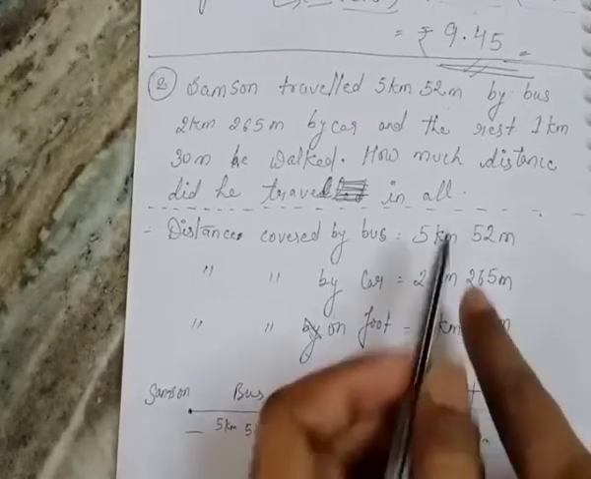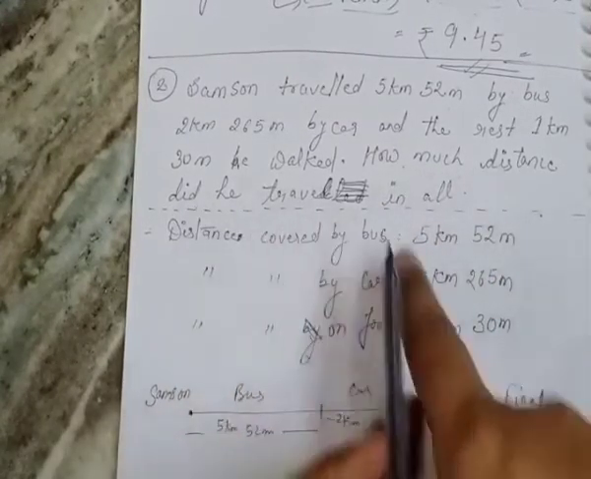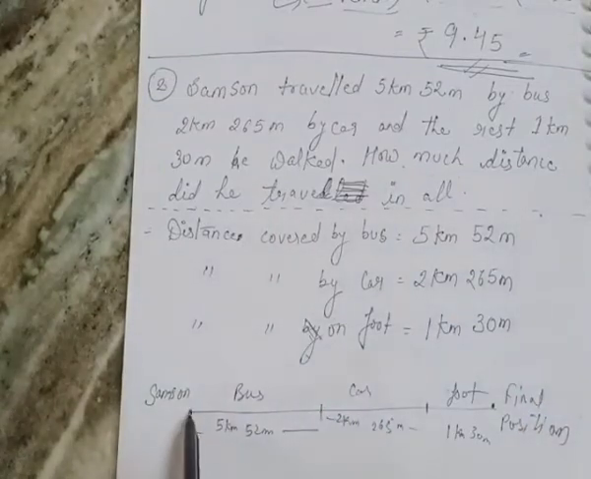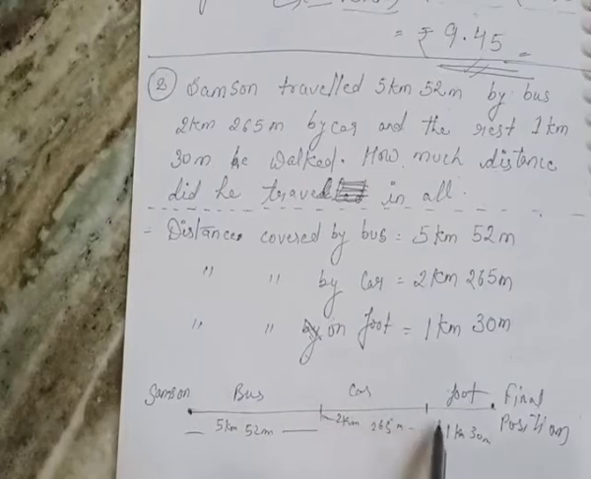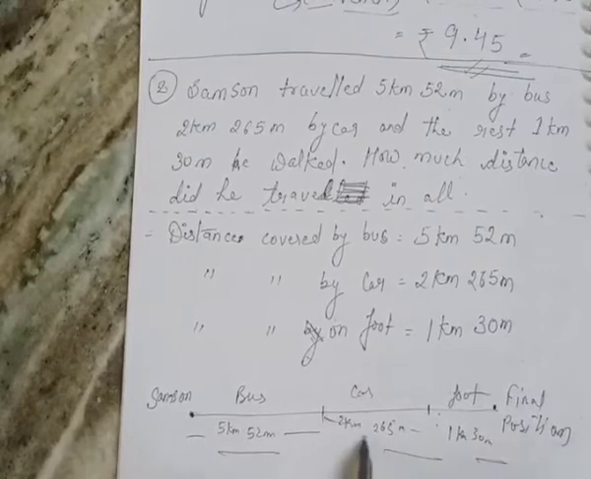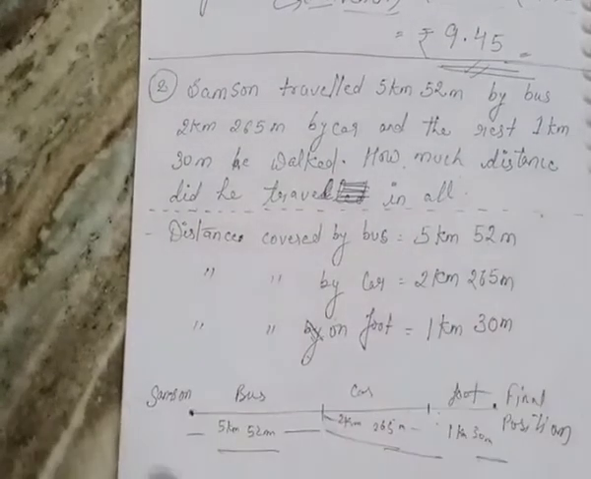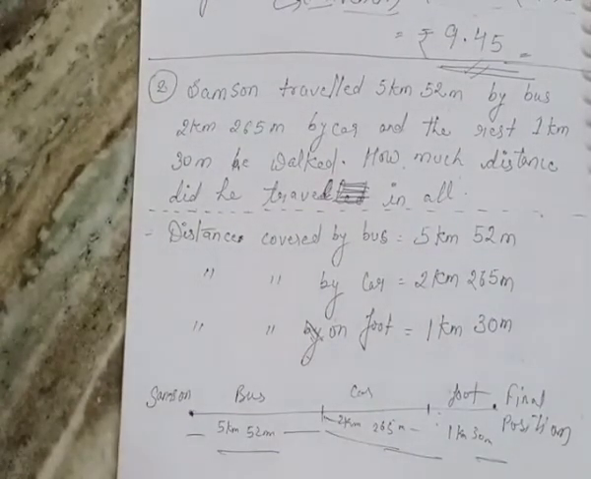So we need to find out how much distance he traveled in all. The distance traveled by bus, by car, and on foot, we have to add these three values. You can add them separately, meters and kilometers in the categorized way, which you have already done in class 5th, or you can do it by converting them to decimal numbers. Because we are studying decimal numbers, we can convert them to decimals and then add.